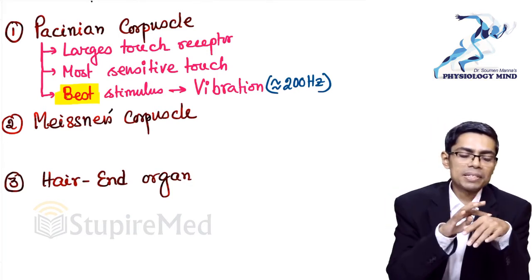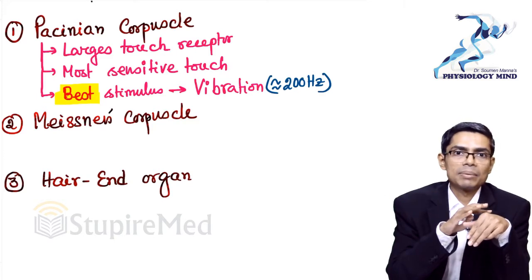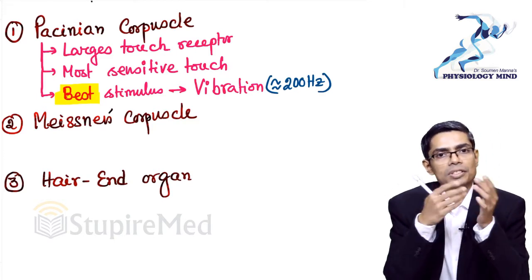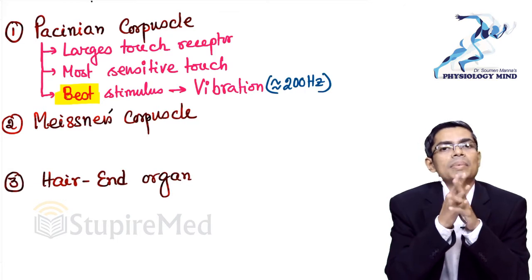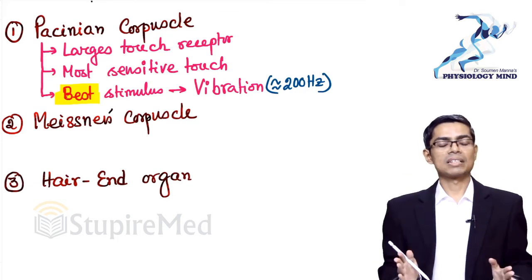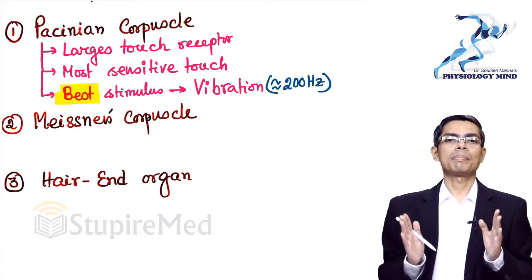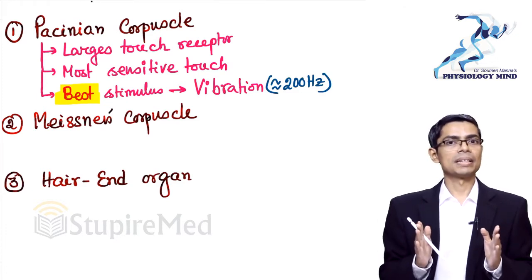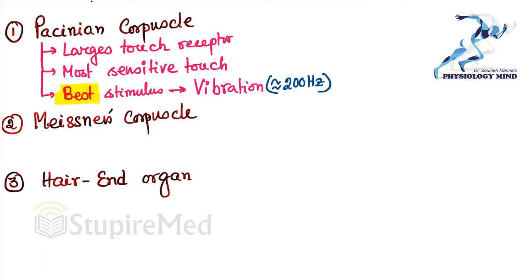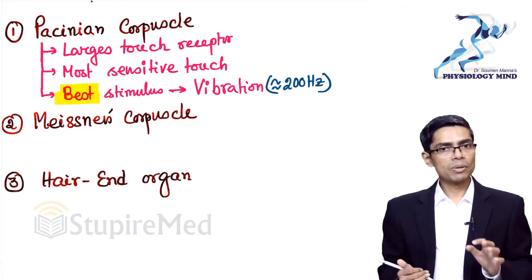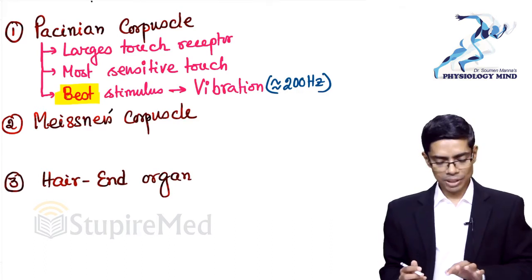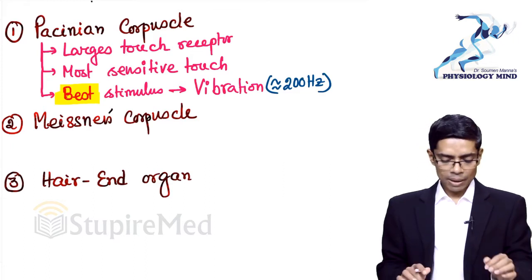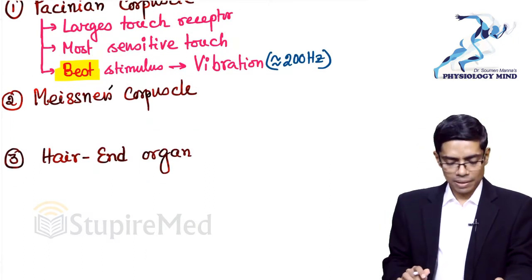What is vibration? Vibration is nothing but multiple touch to your skin. So this is a kind of touch receptor only, but which touch receptor is dedicated for detection of vibration? Particularly Pacinian corpuscle. If it is mentioned high frequency, obviously Pacinian corpuscle. If it is low frequency, other receptors are also there. I am coming there.